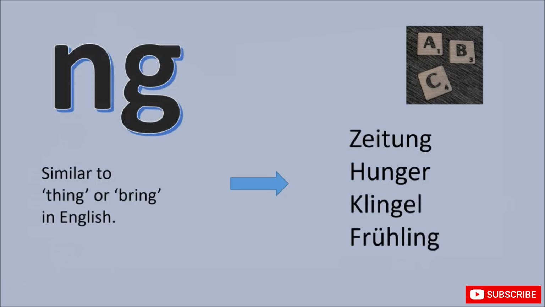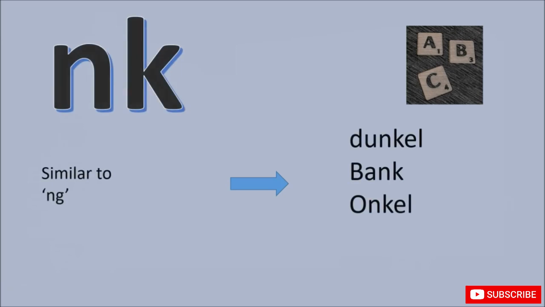NG, if you have an NG, that's sort of similar to the thing or bring in English. Zeitung, Hunger, Klingel, Frühling. And the same applies to NK. Dunkel, Bank, Onkel.